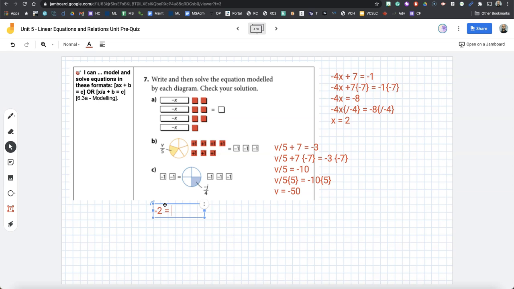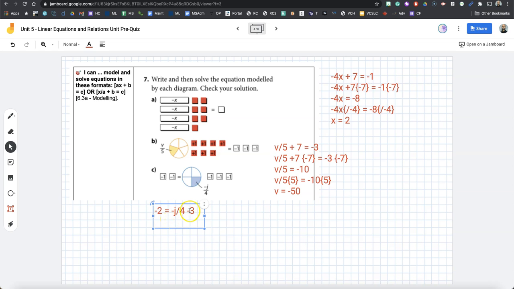Last one, we've got negative 2 equals negative j over 4 minus 3. Lots of negatives. I know that is frustrating, difficult to deal with. So we've got j over 4. We're going to get rid of this negative 3 because we want to ultimately get j by itself. It's negative j over 4.